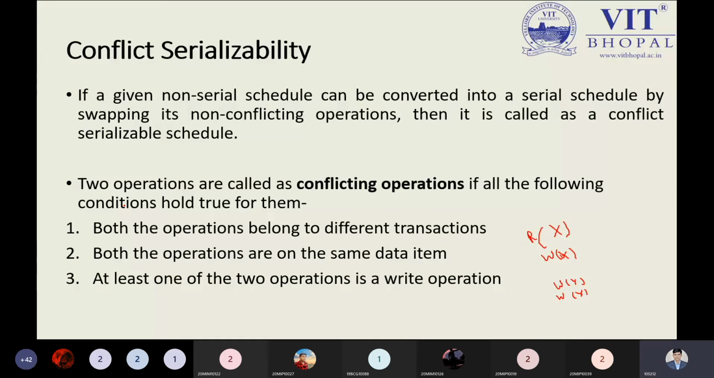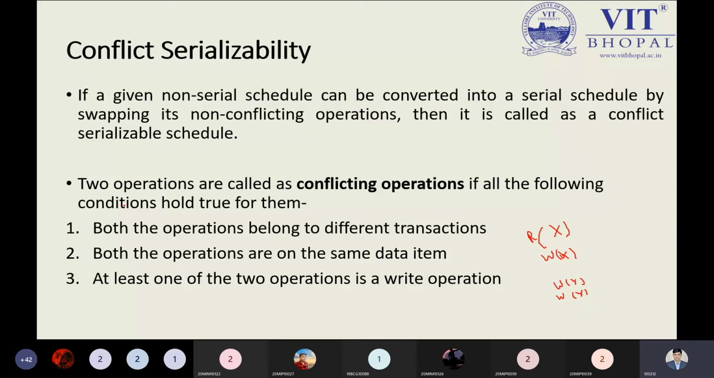Two operations are called conflicting operations, for example read-write operations, if all of the following conditions hold true for them. Both the operations belong to different transactions. And both the operations are on the same data item. Let me explain. Both operations belong to different transactions: Read X and Write X. So this is a conflicting operation.